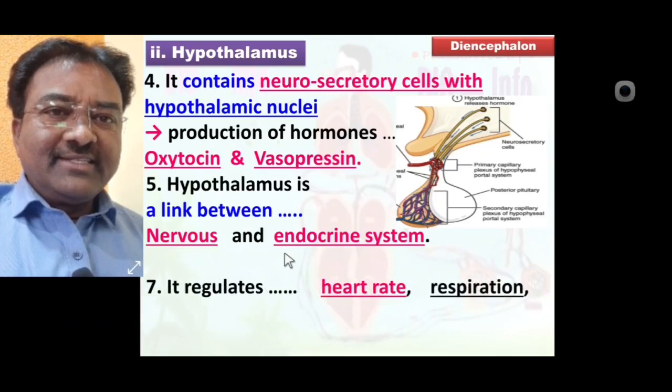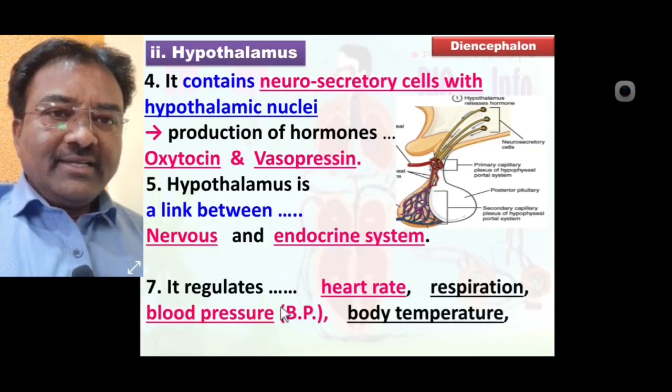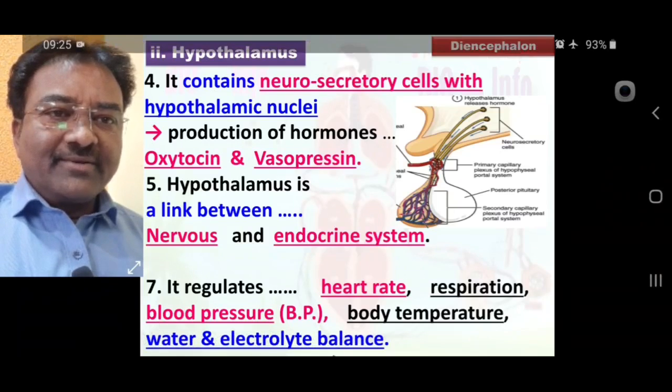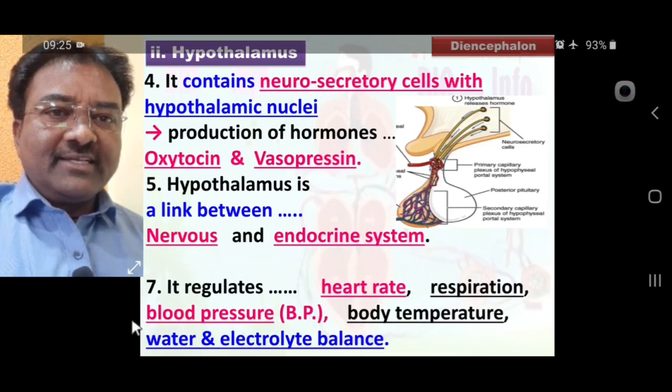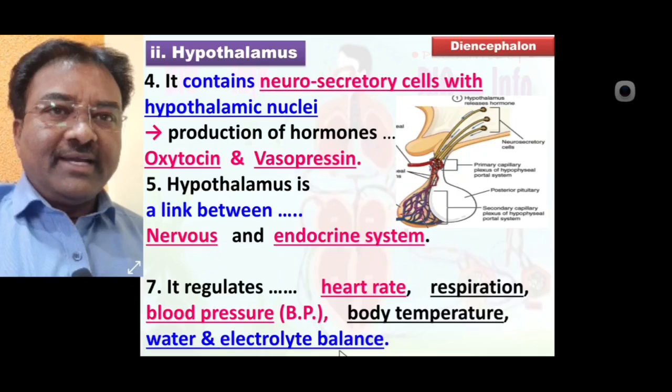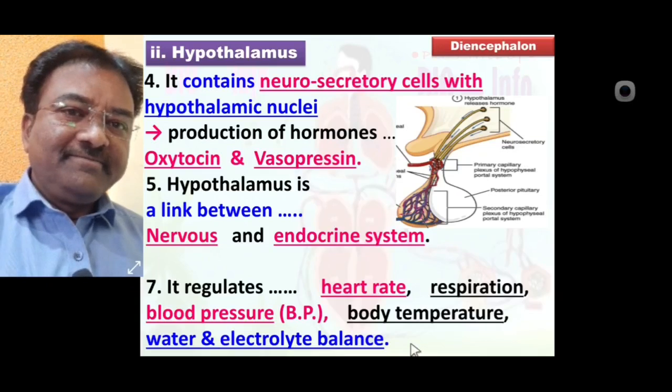Point number 6, hypothalamus regulates heart rate, respiration, blood pressure, body temperature, water and electrolyte balance. Always remember, heart rate, respiration, blood pressure, body temperature, water and electrolyte balance are regulated by hypothalamus.